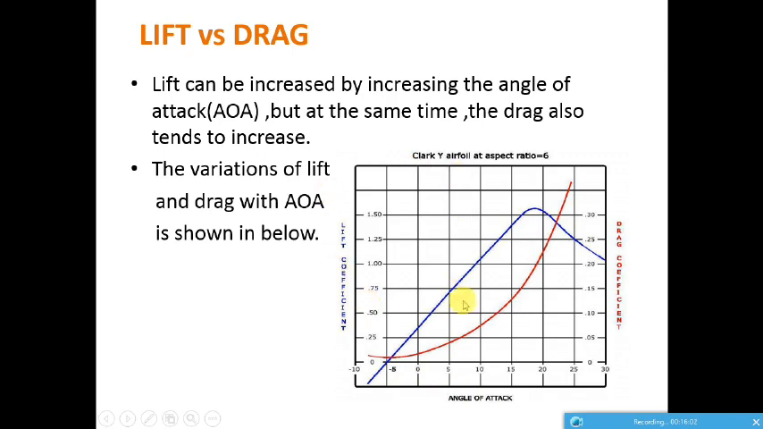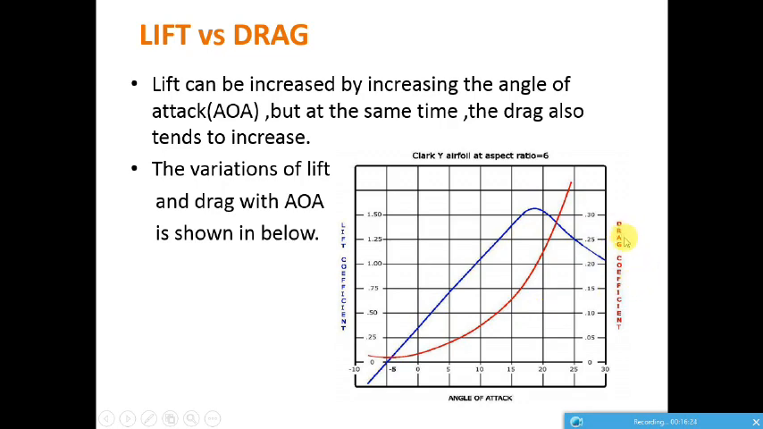So the graph has angle of attack on the x-axis, lift coefficient on the y-axis. As you can see, this graph has been already discussed. When you increase angle of attack, the lift increases up till this peak and later it decreases suddenly.